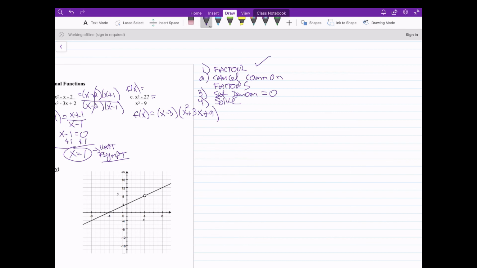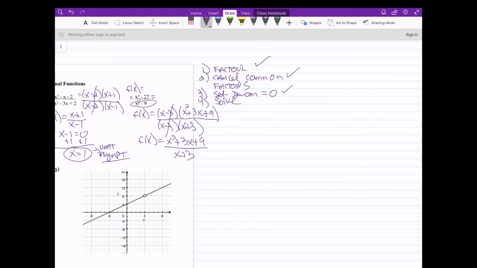And then my denominator is actually just a difference of squares, and that's going to factor into x minus 3 times x plus 3. So now it's factored. Step 2 would be to cancel your common factors, and you can clearly see that the x minus 3's are going to cancel. So what I have left is f of x equals x squared plus 3x plus 9 over x plus 3.